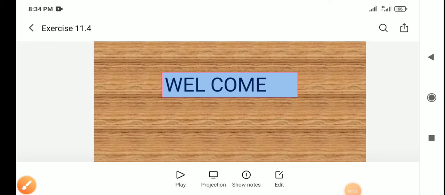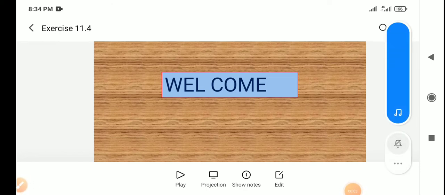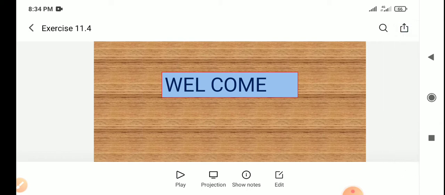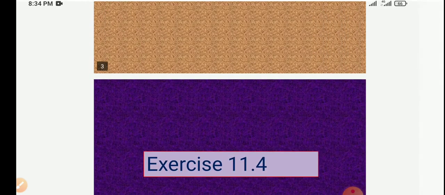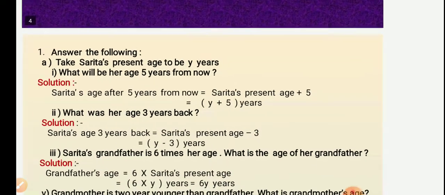Students, we have learned about how to form the rules about geometry and about algebra, and we have learned to come across practical situations with algebra, which we do by using expressions. Okay, so now we will solve exercise 11.4. So look here, let's see the first question.